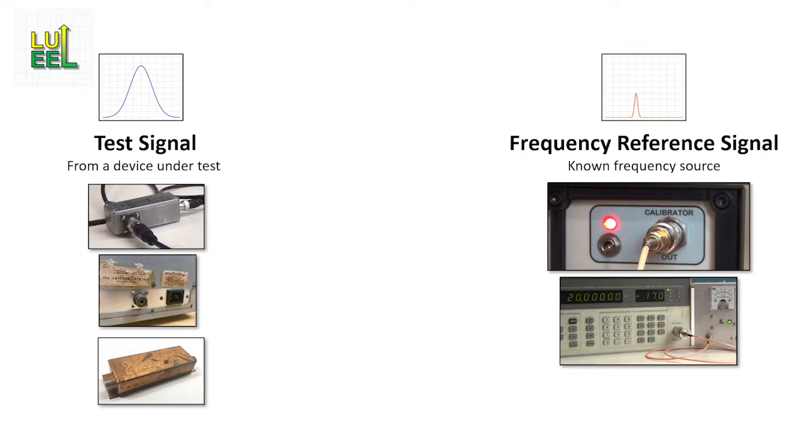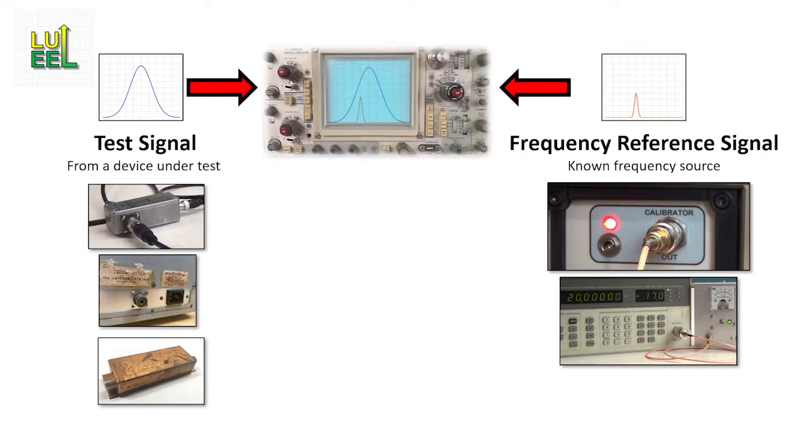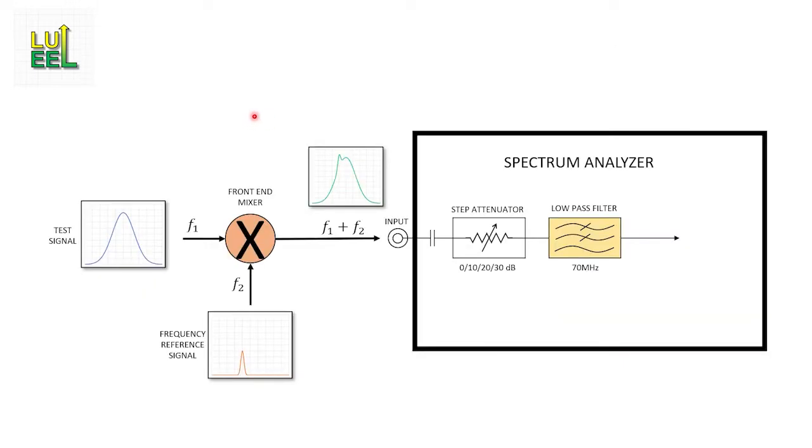So what I need is a way to see a frequency reference signal on the SA screen simultaneously with my test signal. That way I can adjust the SA center and span frequencies in real time and avoid the hassle of swapping cables. One method of getting them both on screen simultaneously would be to add a front-end mixer that would combine the two signals.